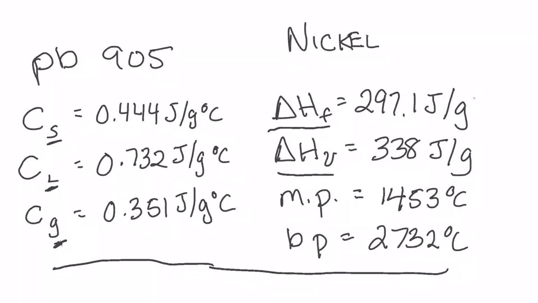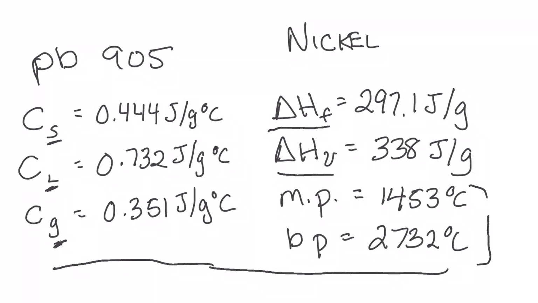You might wonder, how can I use the same value for melting as I do for freezing? Well, they're just opposites, right? The energy that is needed when you melt something is the same energy that's given off when you freeze something. So they're just opposites, and then we give a negative sign to the exothermic, which is the freezing part. What else is given to us? They give us the melting point and the boiling point.